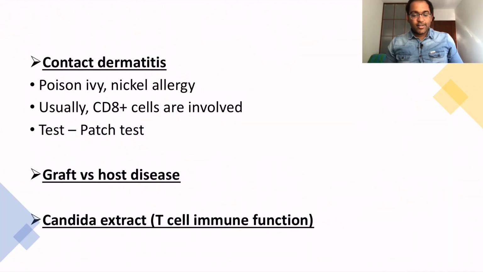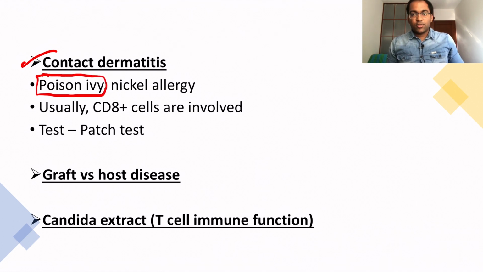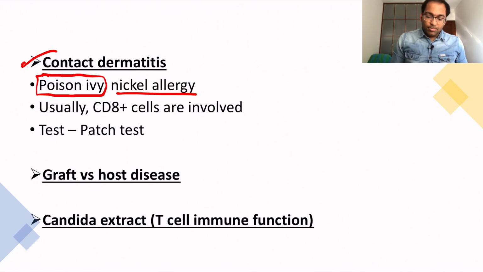So the last slide here says that contact dermatitis also belongs to type 4 hypersensitivity, and here the most common example to know is poison ivy, and the second most common is nickel allergy. So when you come in contact with poison ivy, usually the CD8 T cells interact with it and then they cause the reaction, the immune response. And to test this phenomenon, we use the patch test.